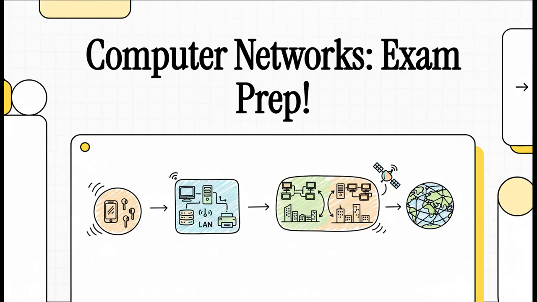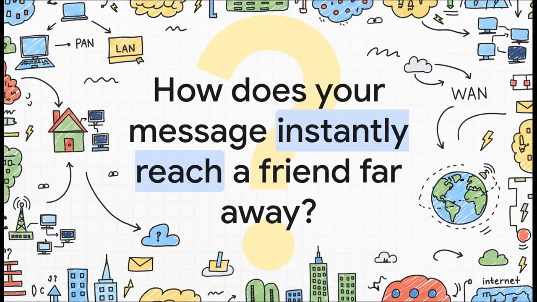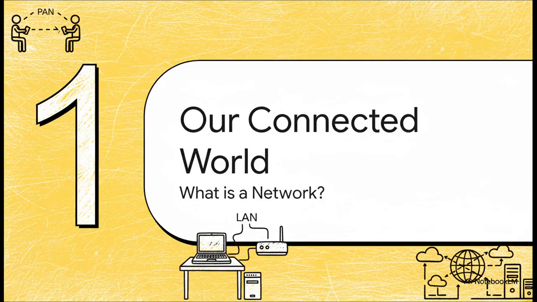Chalo, let's get started. Let's start with a simple question to understand why this chapter is so important for our daily lives. You send a WhatsApp message or maybe an Instagram reel, and boom, it's on your friend's phone in seconds, even if they're in a whole other city. Ever wondered how that magic happens? All this magic happens because of something called a computer network.